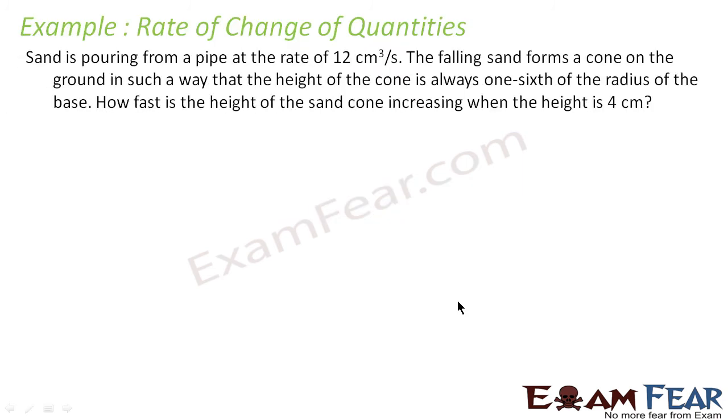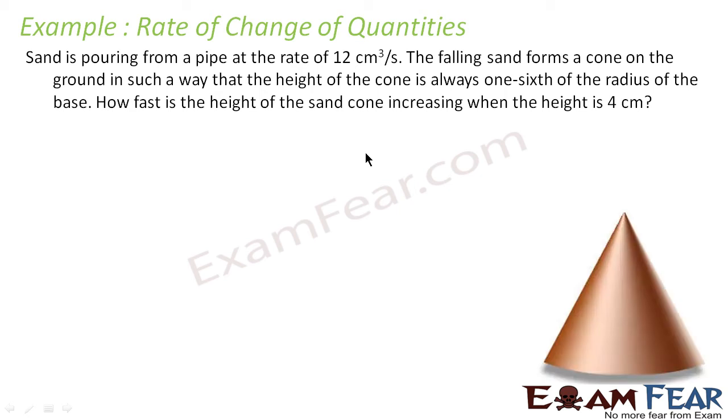We'll take one more example. Sand is pouring from a pipe at the rate of 12 centimeter cube per second. The falling sand forms a cone on the ground in such a way that the height of the cone is always 1/6 of the radius of the base. We have to find how fast the height of the cone is increasing.